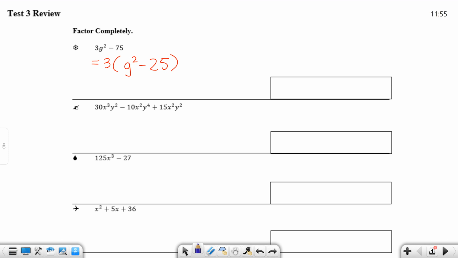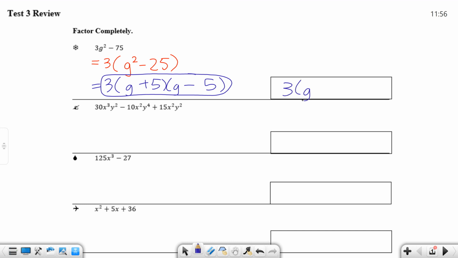Guess what? That is difference of squares all day long. So 3, then we have g and g. What do we square to get 25? 5 times 5. So we put 5 here, and then 1 positive and 1 minus. And now all my pluses and minuses are in parentheses, and I don't have any powers bigger than 1, and I don't have any other GCFs in my parentheses, so I am done. 3 times g plus 5 times g minus 5.